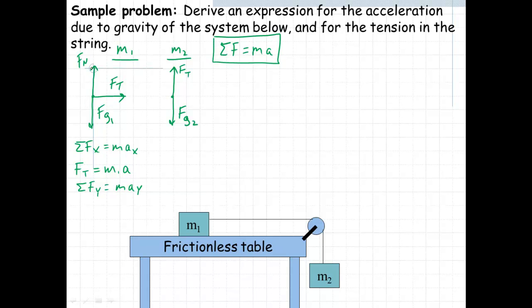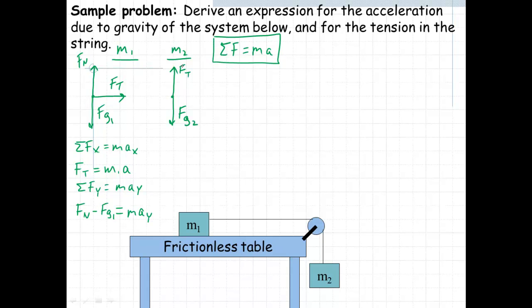And I've got two forces for M1. I've got the normal force pointing upward, which is going to be positive, minus the force due to gravity, which is pulling downward. So I'm going to subtract that, and the negative shows that it's pulling downward. And that's going to equal may.